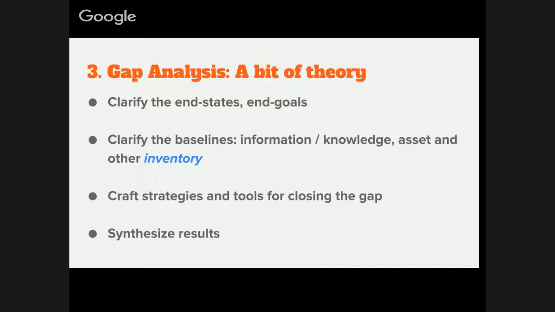So, a little bit of theory. What are we doing? First of all, we need to understand what we are trying to achieve, and then what our baselines are. And the baselines can be a whole range of things. I mentioned a few. It's ultimately information assets, whether technical assets, content assets, architecture assets, API endpoint assets, etc. You need to know where you are and where you need to go. And then depending on what kinds of gaps there are, and you'll see there's a vast range, it's honestly an infinite range, you'll craft your strategy and your tools to close the gap.